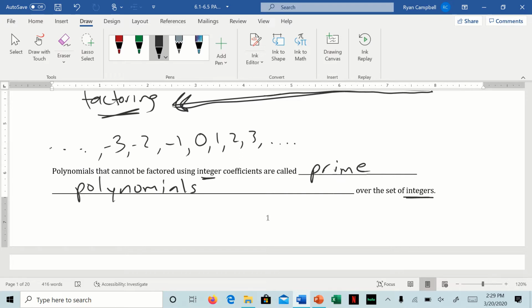If we talked about factors of, for instance, 8, we say factors of 8 could be 2 and 4. However, factors of 7, there's nothing that really can factor into 7 except for 1 and 7, so we call 7 prime. It's kind of the same way with polynomials.